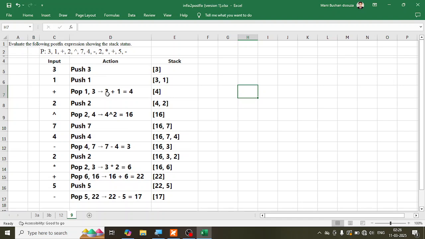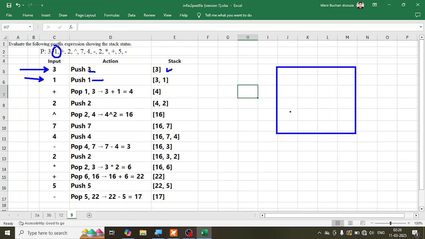So let's start with the first one. My first input will be 3, and 3 is an operand. So just push it into the stack. The second operand is 1, so just take it and then push it into the stack. Now even though I have written the stack like this, you must understand that 3 is the first element that entered and 1 is the next element. So the 3 that we got over here is here, and the 1 is the one that is going to sit on top of this.